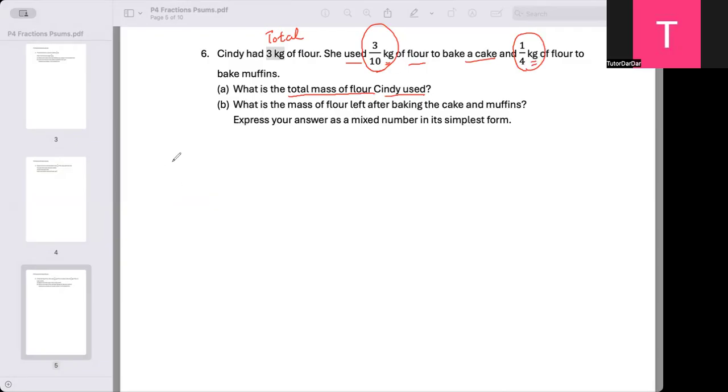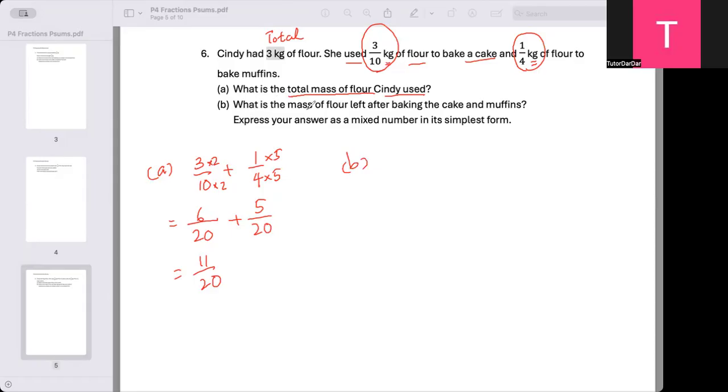So now let's start with A. A, we will be adding 3/10 plus 1/4. So what is the smallest common denominator for 10 and 4? So we will be making both of them into 20. So times 2, times 2, times 5, times 5. So 3 times 2, 6. 10 times 2, 20, plus 5 times 5, 5/20. So we have 11/20. This is A.